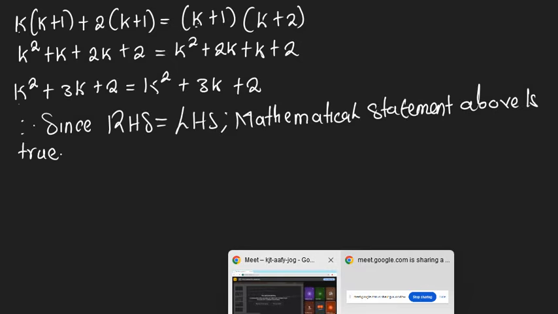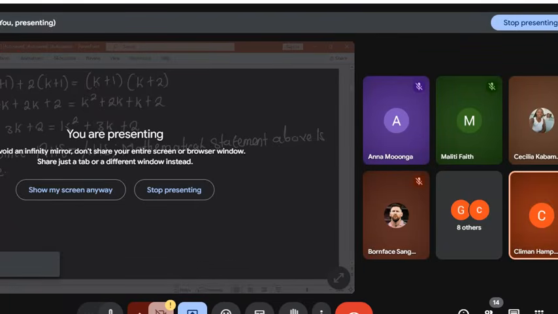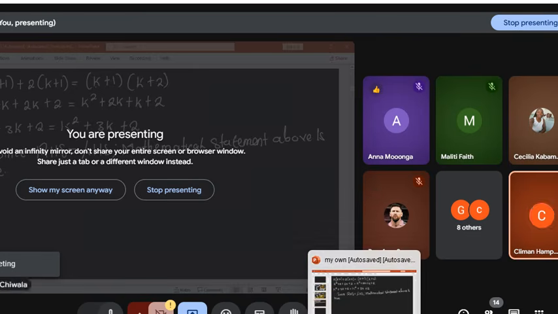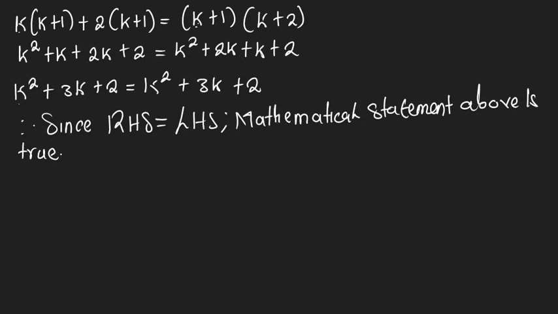Hello? Thumbs up if you have understood. Thumbs up, thumbs up, thumbs up. If it's clear, you should be able to solve questions on this topic. These are simple topics, simple concepts I'm giving. Let's do another one.